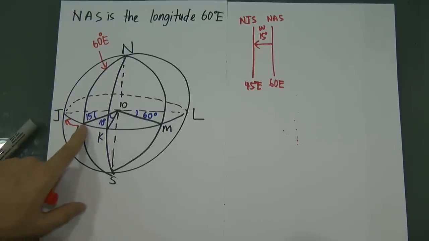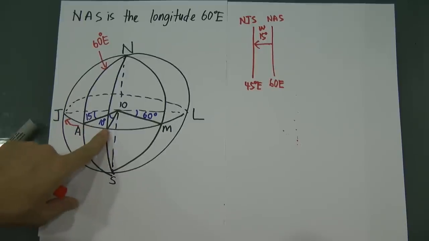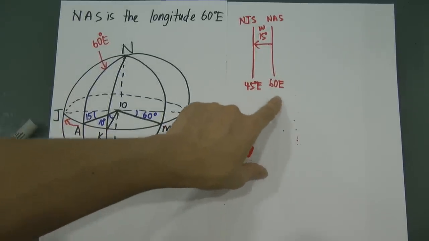Because this is east, right? He moved to the west side, you minus. If east, you move to the east side, you plus. So you must be very careful about the east or west.